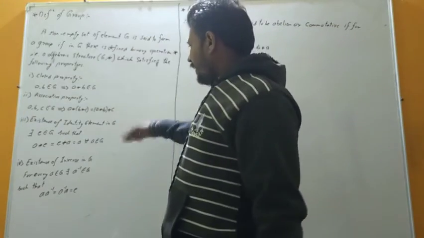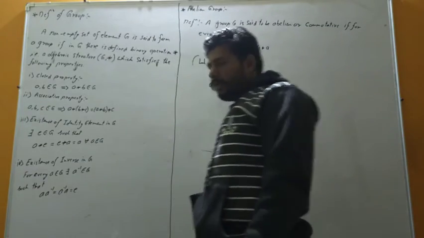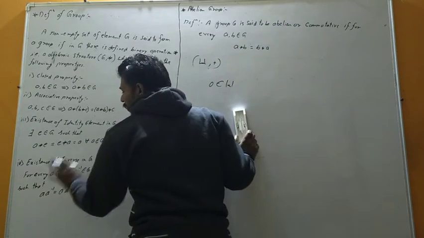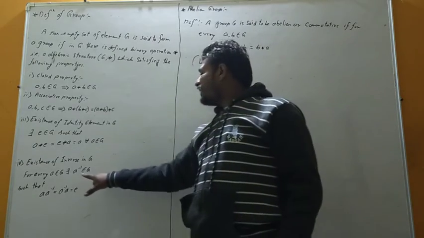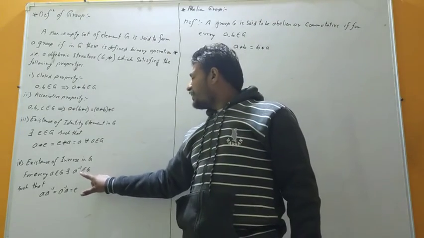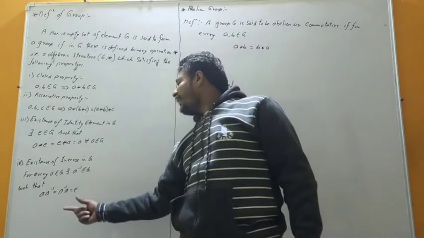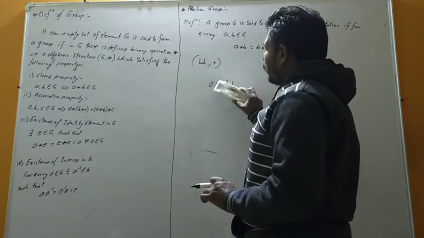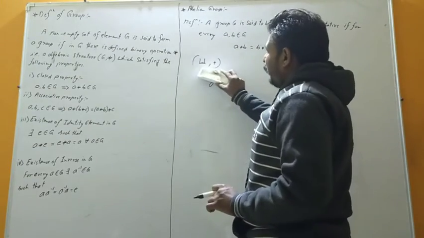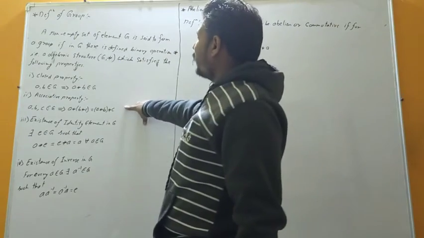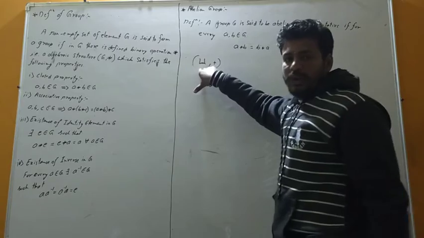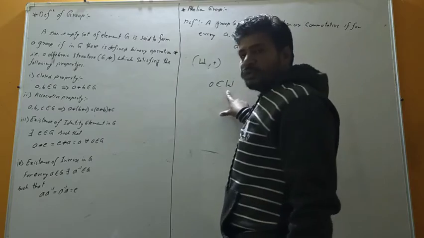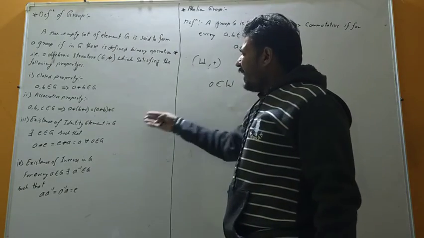Next, we have to think about the existence of inverse. What is the inverse? For every A belonging to G, there exists A inverse belonging to G such that A into A inverse or A inverse into A should be equal to the identity element. In this case, the associative property and closure property are satisfied in the set of whole numbers with respect to addition, and 0 belongs to the whole numbers, so we get an identity.